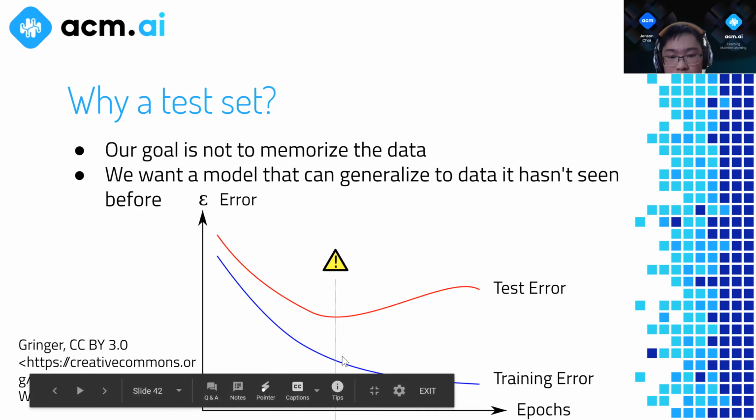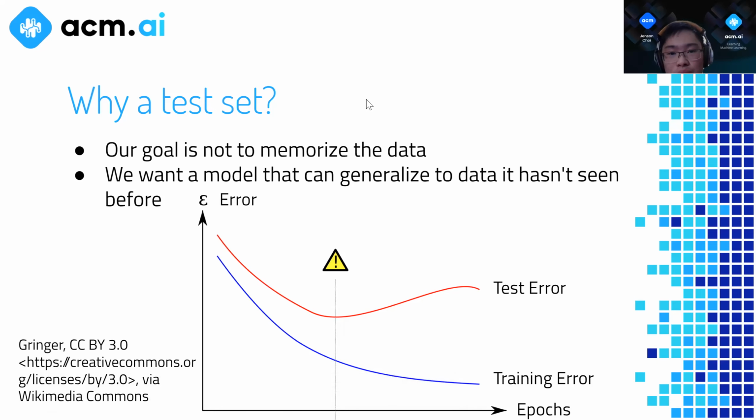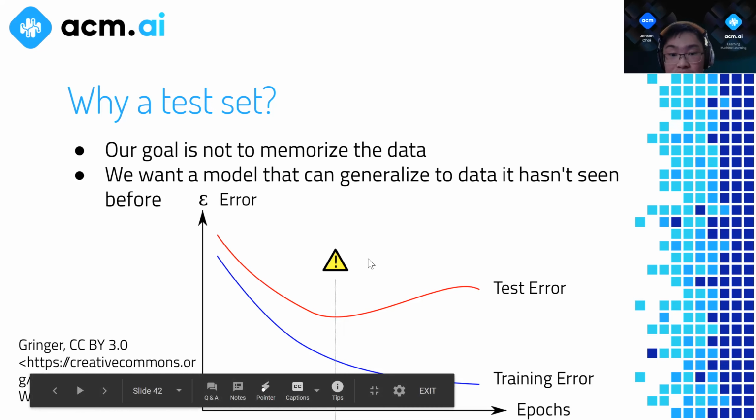What that means is it's basically memorizing patterns in our training data set that would actually lower its ability to generalize to data that it hasn't seen before, which is represented by the test data set in this case.